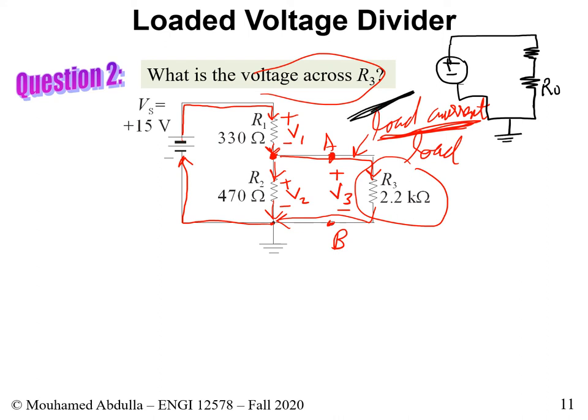So this new circuit that I showed you is an equivalent circuit. The source is still 15 volts, okay? The resistance, well, this one is R1, so R1 equals 330 ohms. R naught is essentially the combination of these two together in parallel. It's R2 and R3 in parallel. So R naught is equal to R2 in parallel with R3.